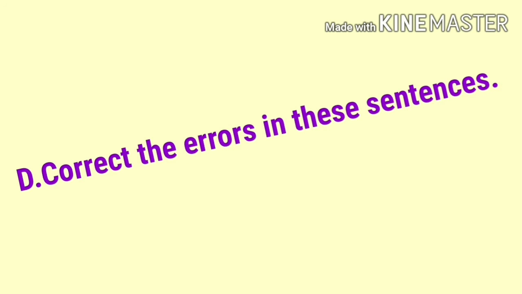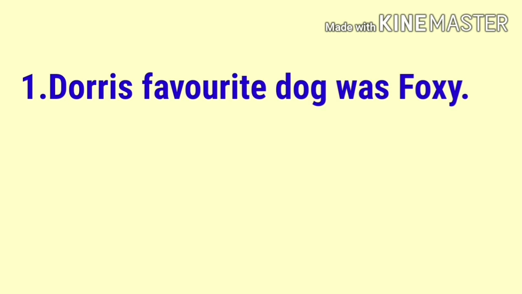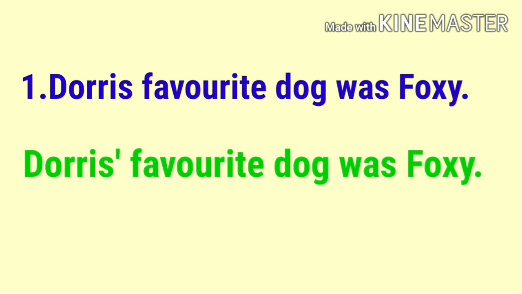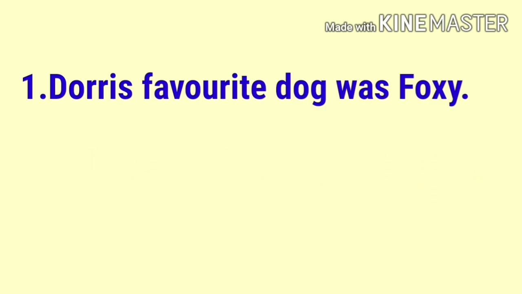D1, correct the errors in these sentences. First one, Jory's favorite dog was Foxy. Here Jory is the name of a person. If a proper noun ends in s, we can show possession either by adding apostrophe s or just the apostrophe. So here, Jory ending in s, to show the possession we add only an apostrophe. So Jory's favorite dog was Foxy.